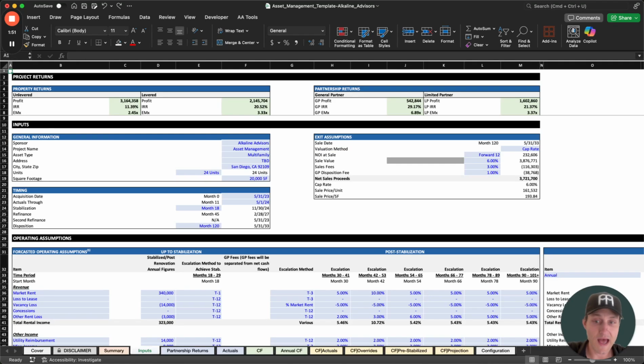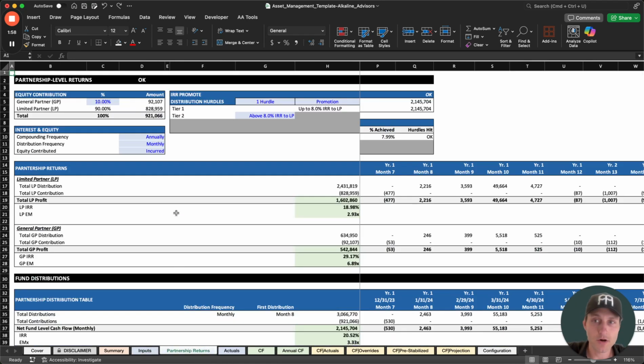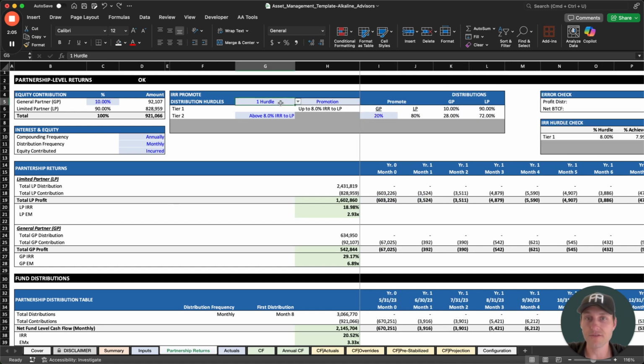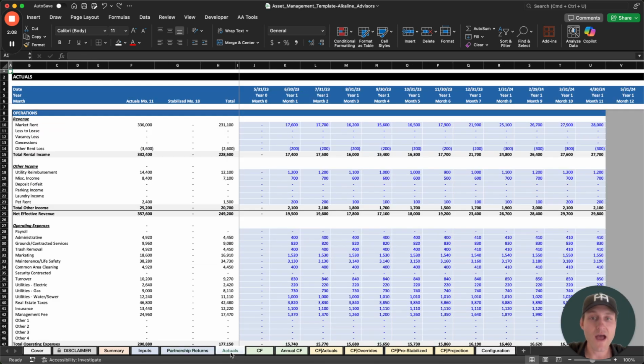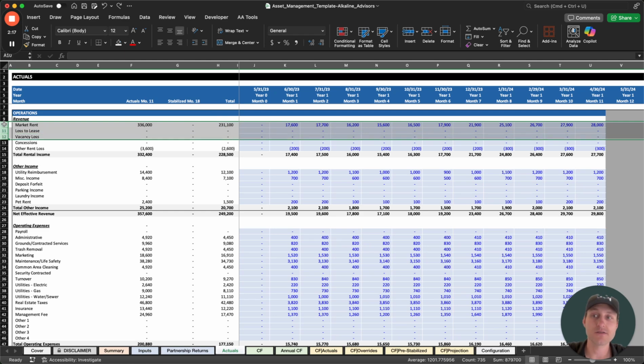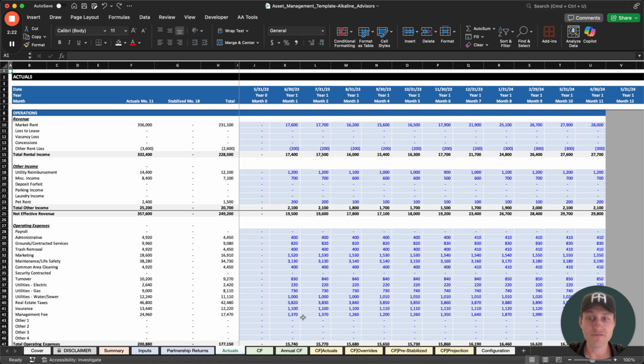This model only has 3 input tabs, and most of the inputs are housed on the Inputs tab. Then we have the Partnership Returns tab. This is where we segment out the GP and the LP equity structure and what the distributions look like thereafter. Then we have the Actuals tab. This is where we're documenting what actually happened at the project level as it relates to rent, loss to lease, and vacancy. You could be as detailed or non-detailed here as you'd like. And then finally, everything else in this model auto-populates.